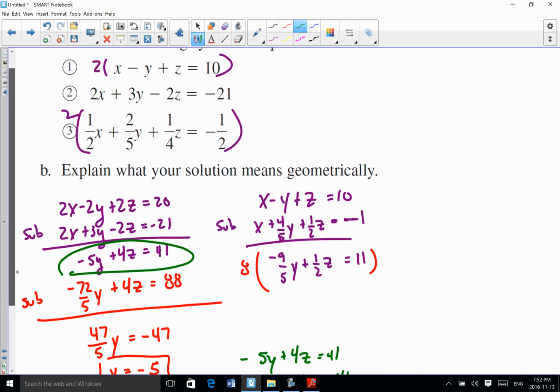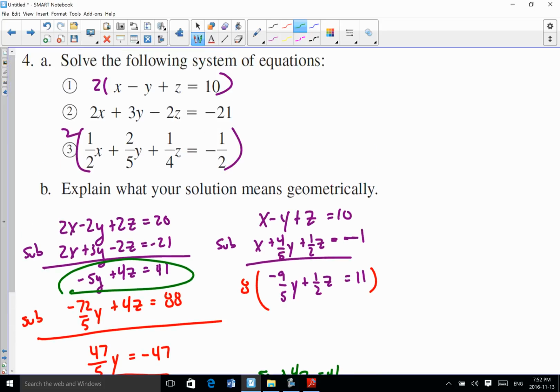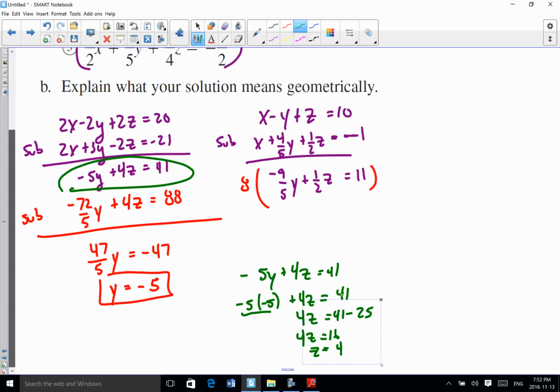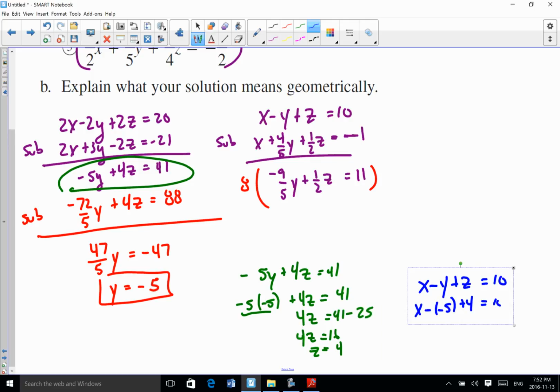And I can go back to one of my original equations and go right back to the top one. X minus y plus z is 10. So we know things now, right? We know we have minus 5 for y. We got 4 for z. So we end up with x plus 9 on this side. So x is 10 minus 9, which is 1. So we've got ourselves a point of intersection.